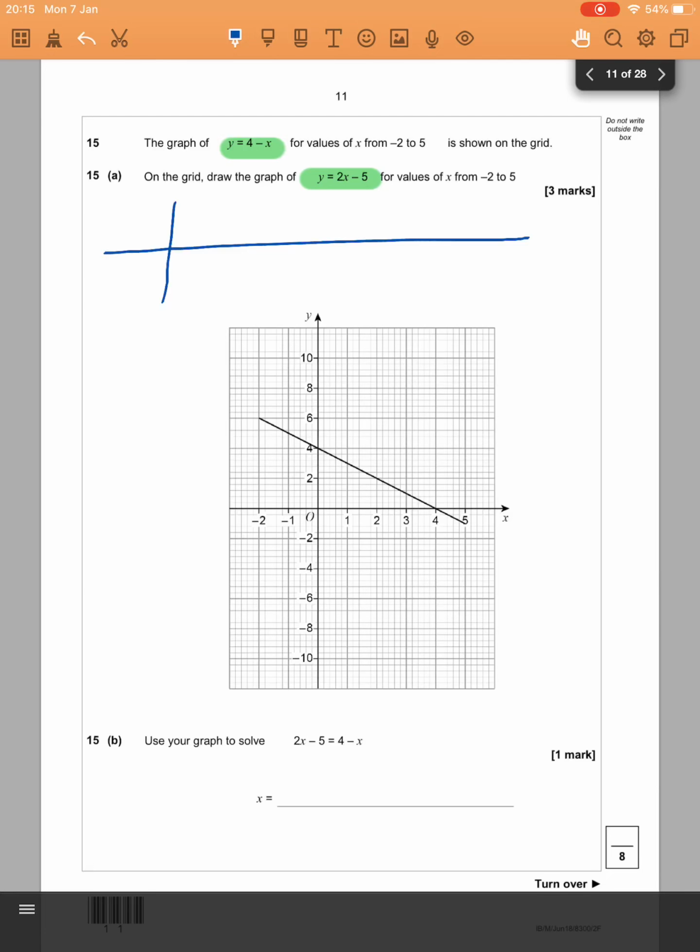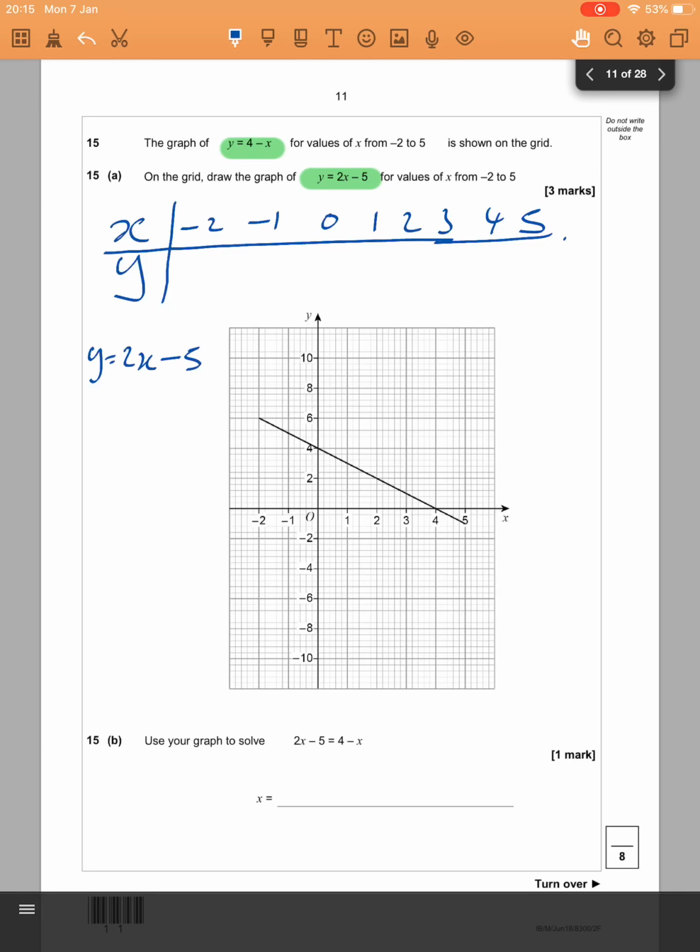And you've got to have values of x going from -2 all the way up to 5. There we go. And we've then got to find out what the y values are. Now when you're doing these, I would suggest you start at the right hand end of the table because you've got positive numbers up there. Our rule is y equals 2x minus 5.